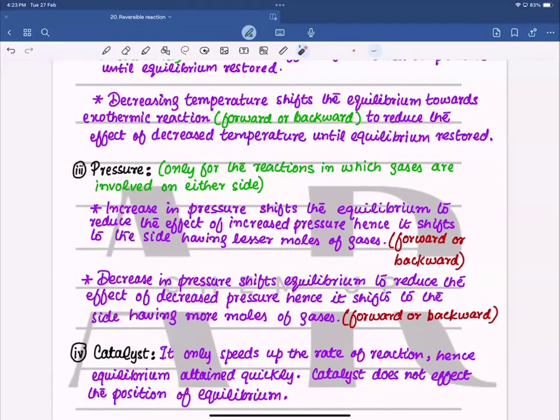Yes, Khadija. Yes, Mustafa. Sir, why is forward and backward written everywhere? Because we have to figure out on which side there are fewer moles or where there are greater moles.